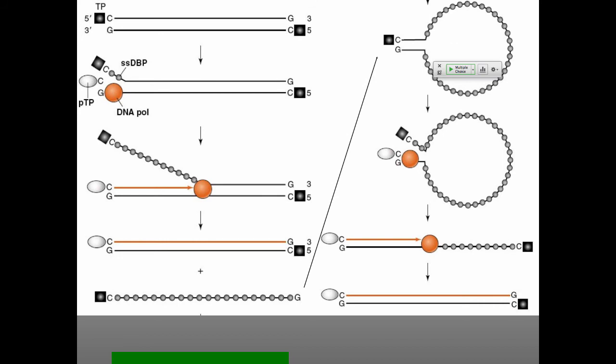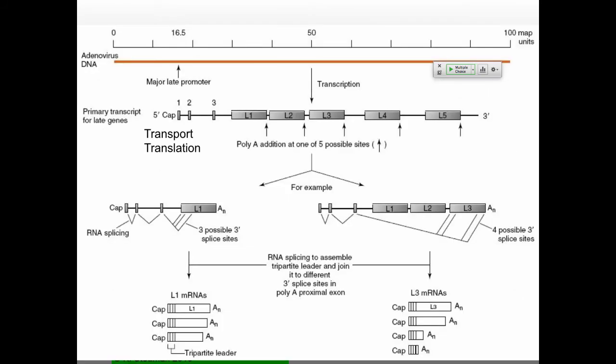Okay, so now let's talk about splicing. Again, we have our major late promoter. This was the promoter that was used to discover RNA polymerase II and most of the factors that were involved in transcription and transcriptional regulation. So the major late promoter, at the 16.5 position, no, I don't expect you to remember that, but in the middle of the genome, is transcribed.